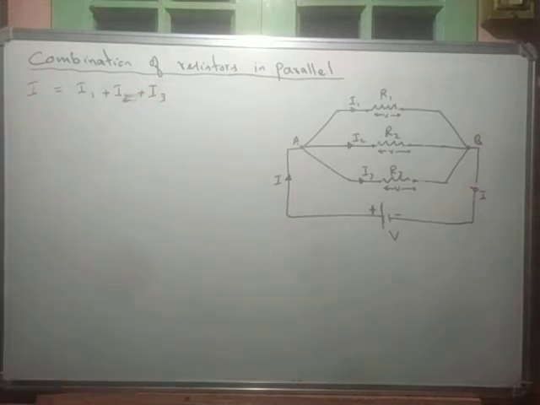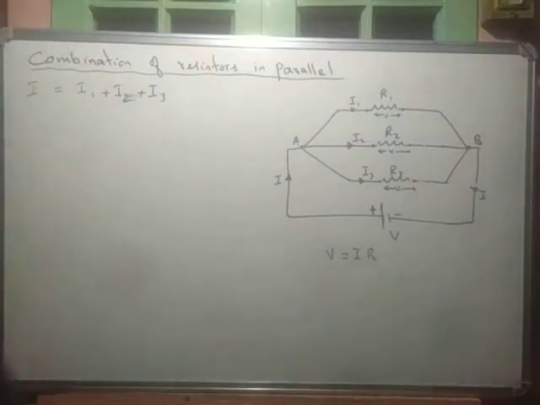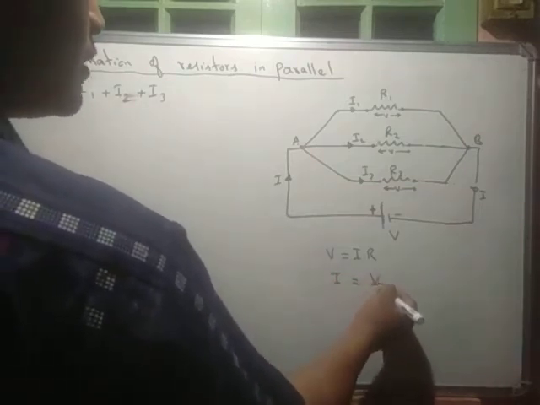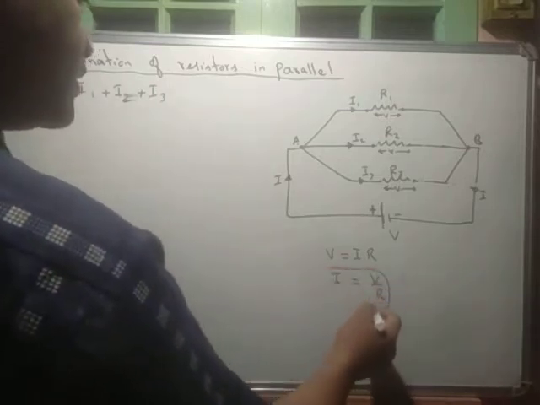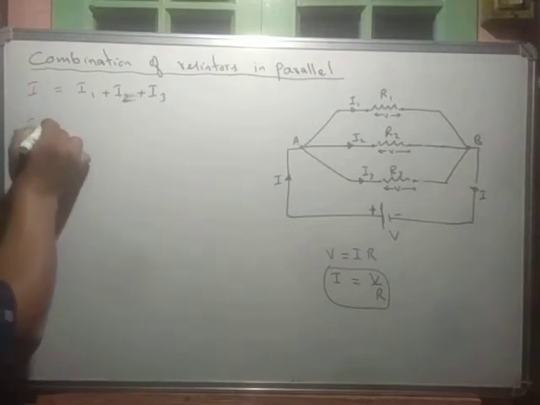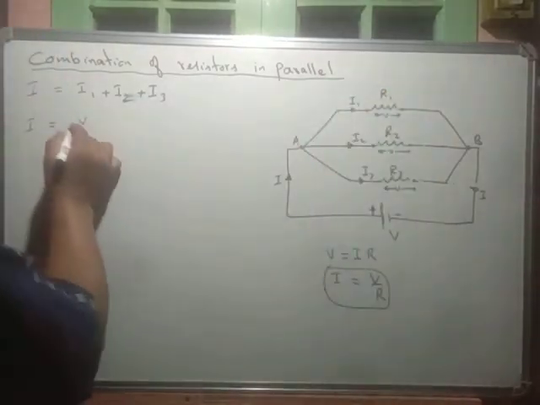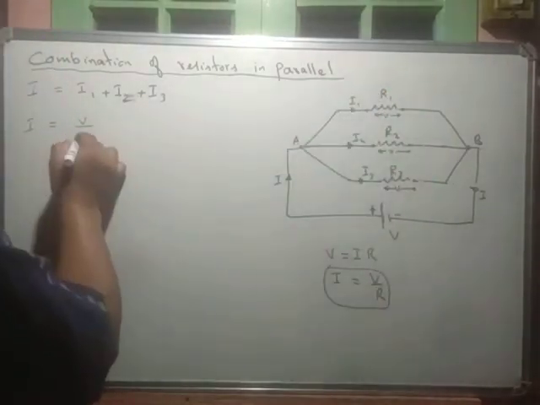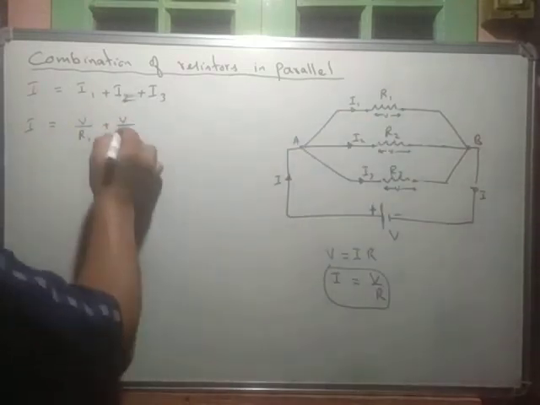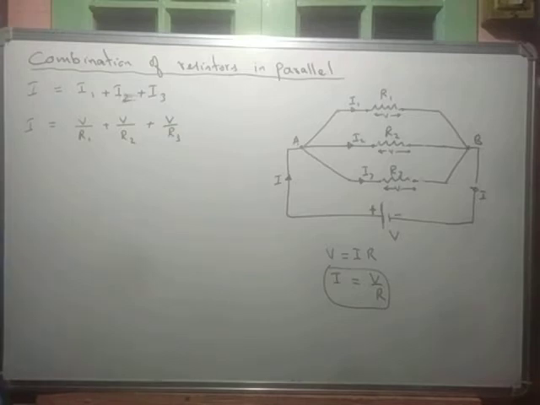Now from Ohm's law, we have V equals I times R. If you find I, you will get V upon R. So this is the equation for the current from Ohm's law. Applying Ohm's law for the current I1, you will get the potential across resistance R1 upon the resistance R1. Similarly, I2 will be the potential across R2 upon the resistance R2. For I3, it is V upon R3.